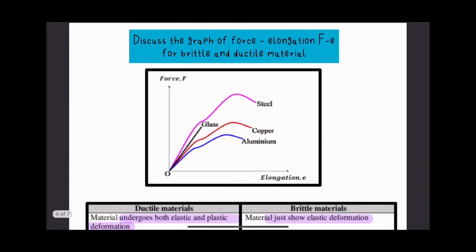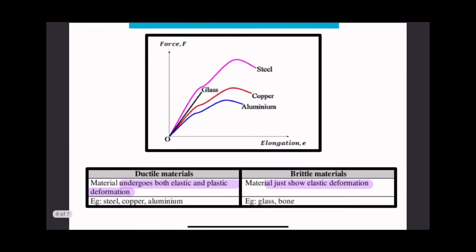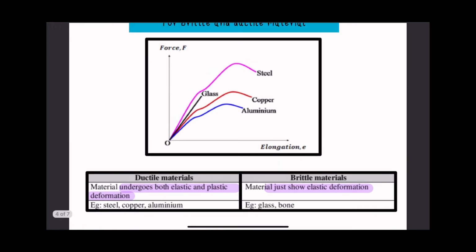So, discuss the graph of force versus elongation, the FE graph, for brittle and ductile material. Sebenarnya kan, kalau you kata cerita pasal force versus elongation graph, dia sama je dengan shape untuk graph stress versus strain. Sama je. Okay, cuma kalau kita nak baca tu mungkin beza sikit lah dia punya area under the graph kan. Okay, so kalau kita tengok kat sini dia dah bagi tahulah ductile material dengan brittle material.